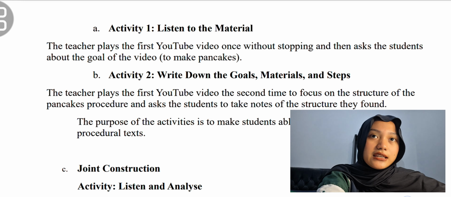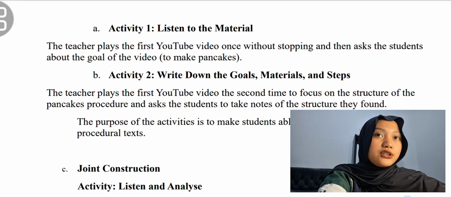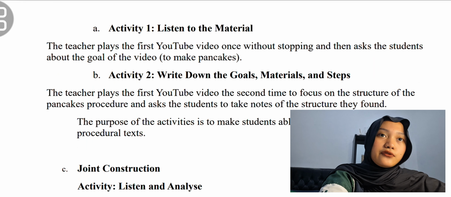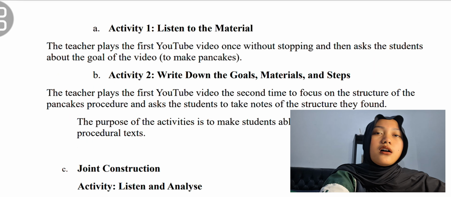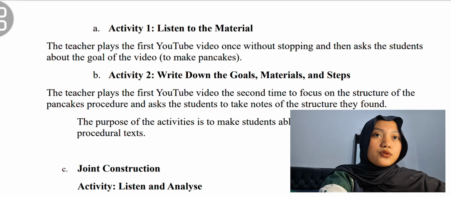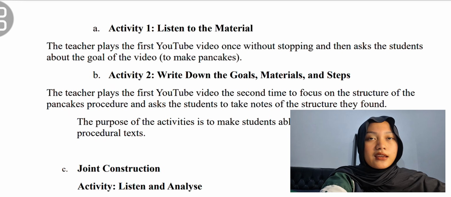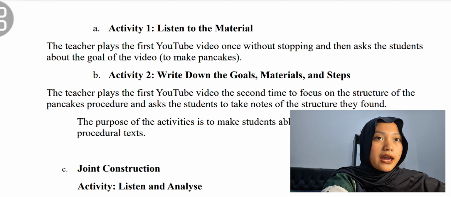And the next activity is the teacher plays the first YouTube video a second time to focus on the structure of the pancake procedure and asks the students to take notes of the structure they found. The purpose of the activities is to make students able to comprehend the structure of procedural text.